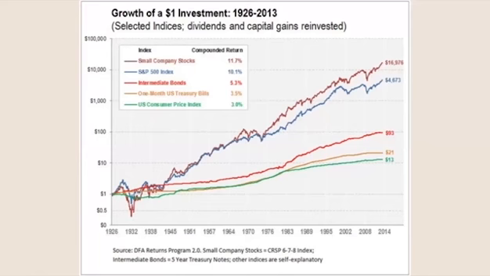Now here are the investments over the years and why it is more reasonable to invest in index funds and small companies stock mutual funds. We can see they have a compounded interest of 11.7% to 10.1% annually.